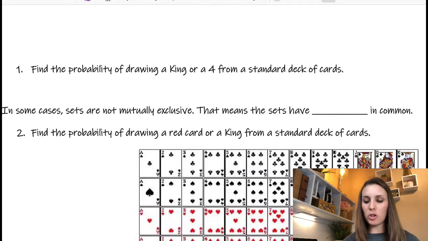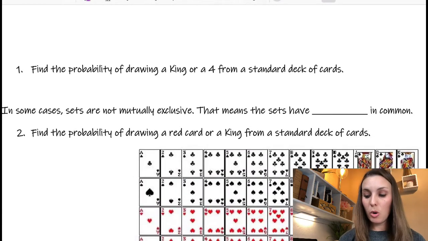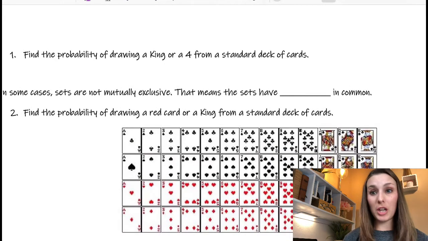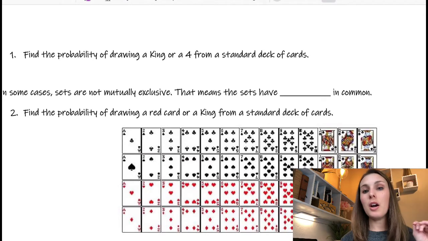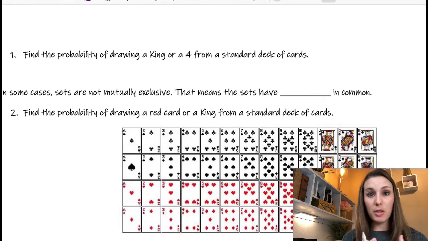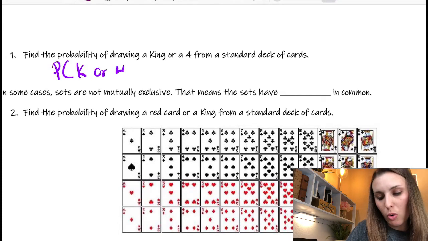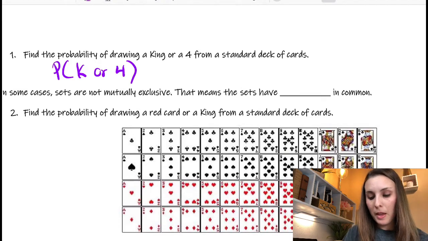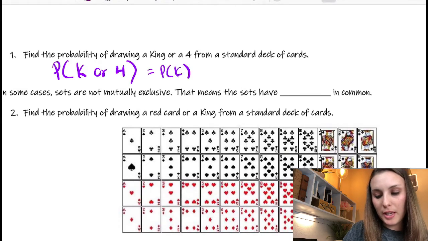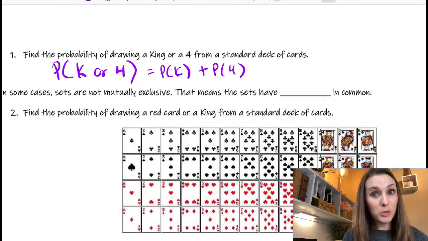Find the probability of drawing a king or a 4 from a standard deck of cards. So I have a picture down here of a standard deck of cards. You cannot both be a king and a 4, so they are mutually exclusive events. The probability of a king or a 4 means I'm going to find the probability of a king and add it to the probability of a 4. Super simple. We're just adding.